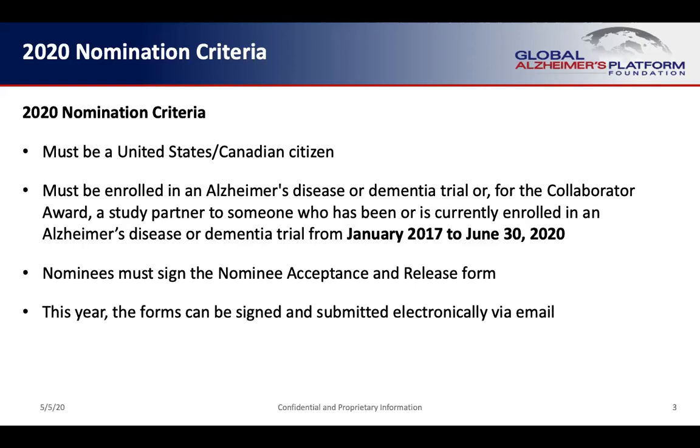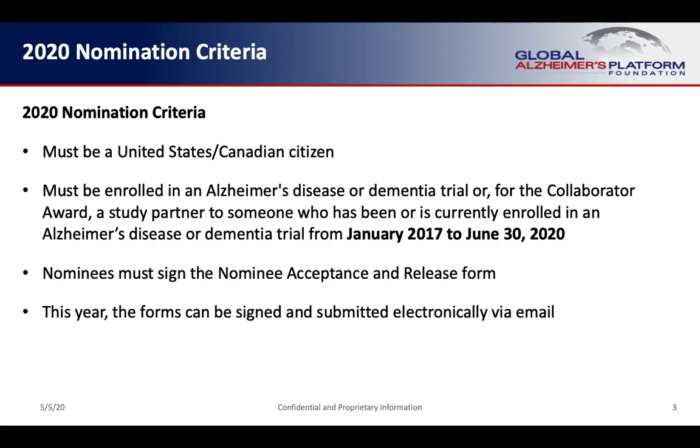The 2020 nomination criteria: all nominees must either be a United States or Canadian citizen. All nominees must have been enrolled in or be the study partner to someone who was enrolled in an Alzheimer's disease clinical trial between January of 2017 and June 30th of 2020. And each individual submitted must sign a nominee acceptance and release form. These can be found on MyGap. However, these forms do not need to be signed in person like they were in 2019.